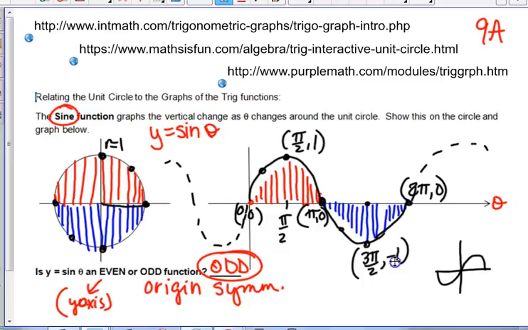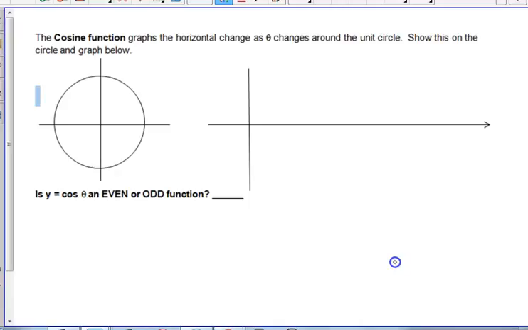All right. Ready to try this? What is the y value? No, we just did y. We're doing cosine. Y equals cosine of theta. This is theta. Cosine is x. Okay, if I start right here, what is the x value right there?